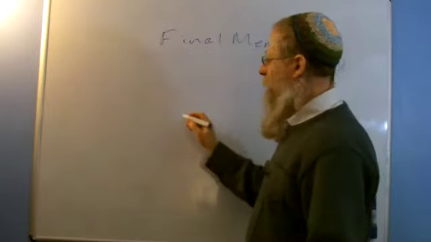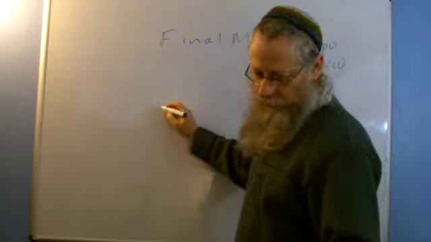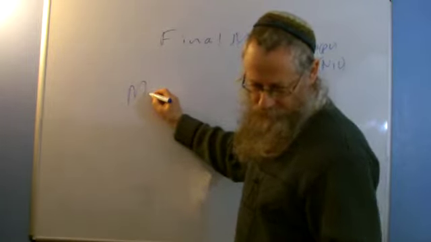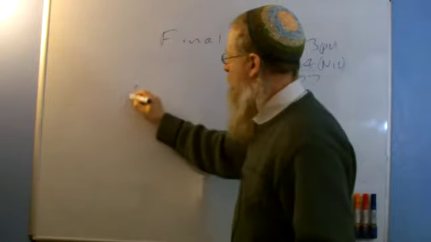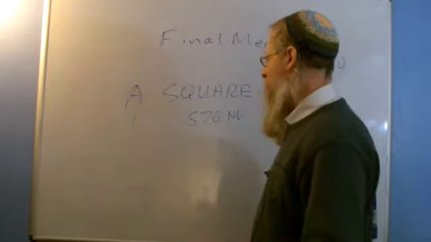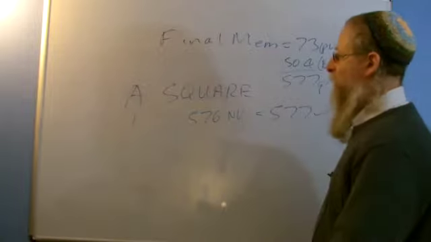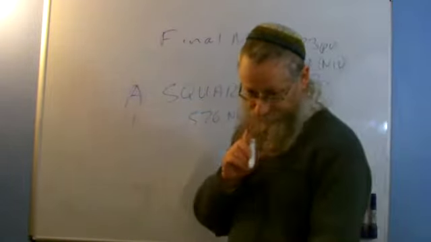We had before the word mem, so a square, 577. We had the word square was 576 in the normal value, and of course that's 1 in the normal value. That gives me 577. Another connection to the final mem is a square, using the normal value.